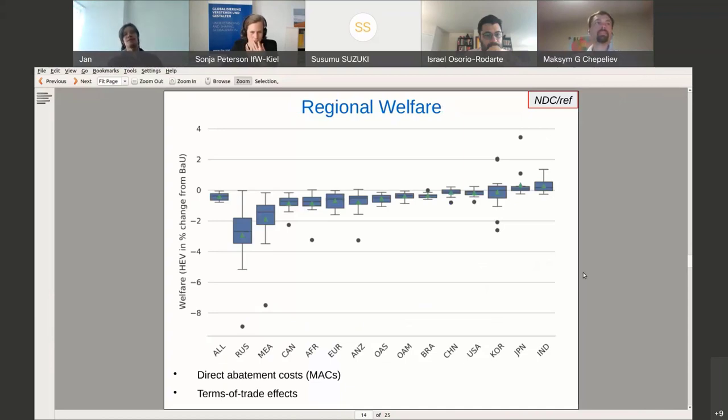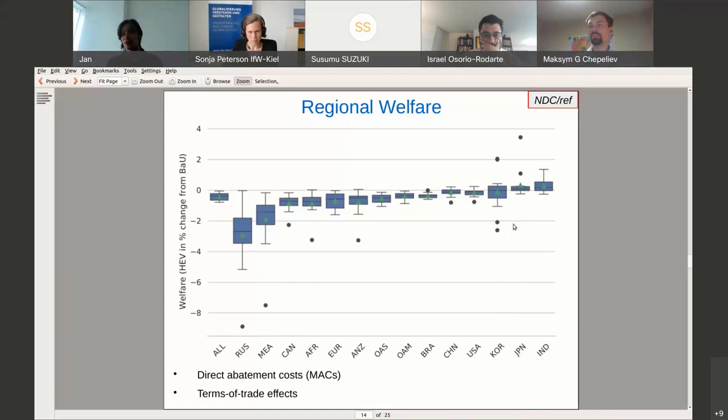So then in terms of regional welfare, we see a completely different ordering than with respect to CO2 prices. This shows that the direct abatement costs that we can infer from implicit regional MAC curves in the models are strongly dominated by indirect effects, which are terms of trade effects via fossil fuel markets and via other markets. For one, we see a strong incidence on Russia and the Middle East, although they had rather low effective reduction targets, which is due to oil and gas.